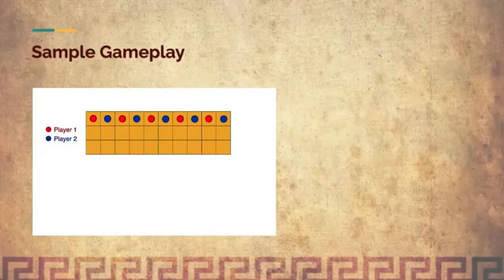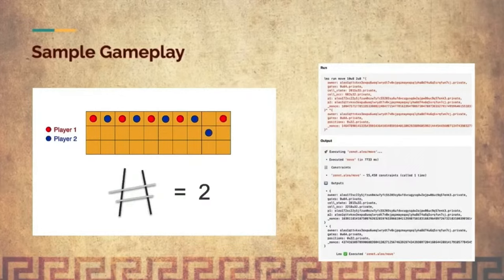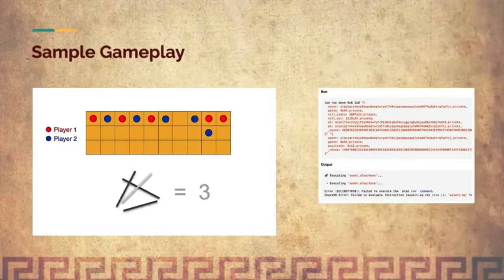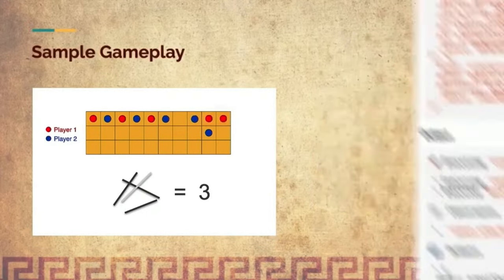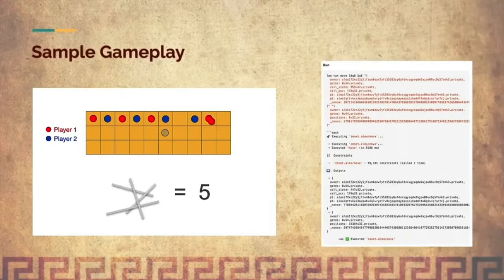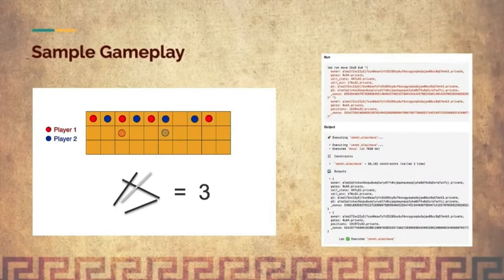In this sample gameplay, player 1 rolls a 3, moving from cell 9 to 12. Player 2 rolls a 2, swapping pieces on cells 10 and 12. Player 1 rolls a 2, advancing from cell 7 to 9. Player 2 attempts an invalid move with a protected piece, then corrects by moving from cell 12 to 15, turning their piece invisible. Player 1 moves from cell 10 to 15, also turning invisible. Lastly, player 1 rolls a 3 and moves their invisible piece to cell 18.